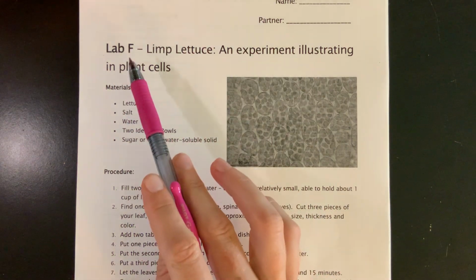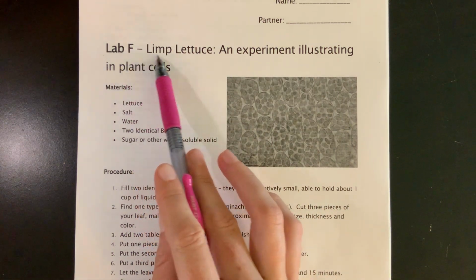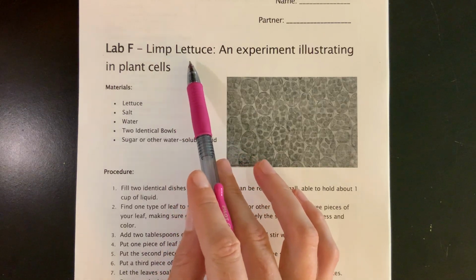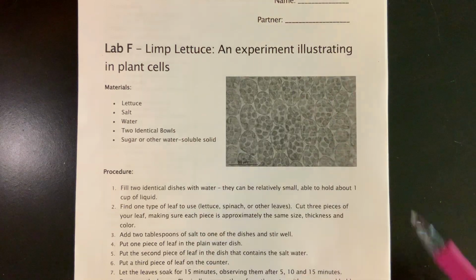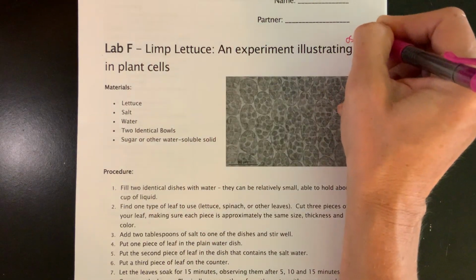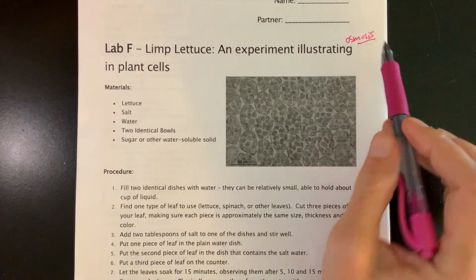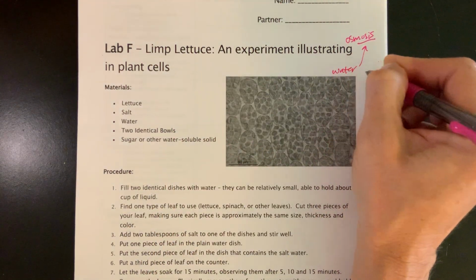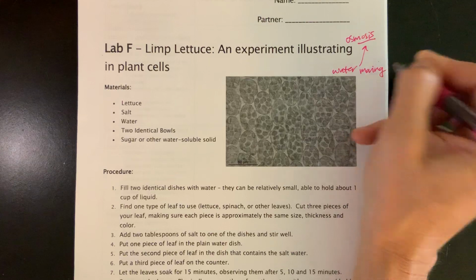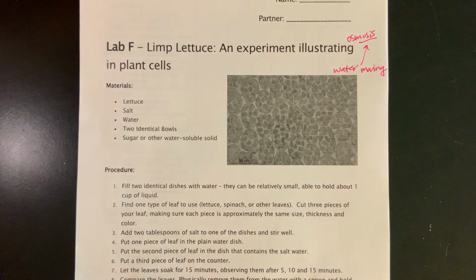In this experiment, you are going to be looking at limp lettuce, which you've maybe experienced in an old salad before. It's an experiment illustrating osmosis in plant cells. And remember, osmosis is just looking at water moving. So is water going to move into the cells, or is water going to move out of the cells?